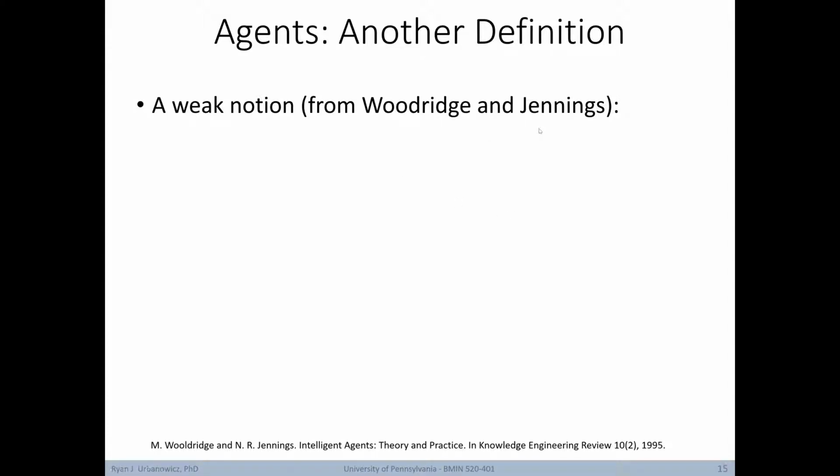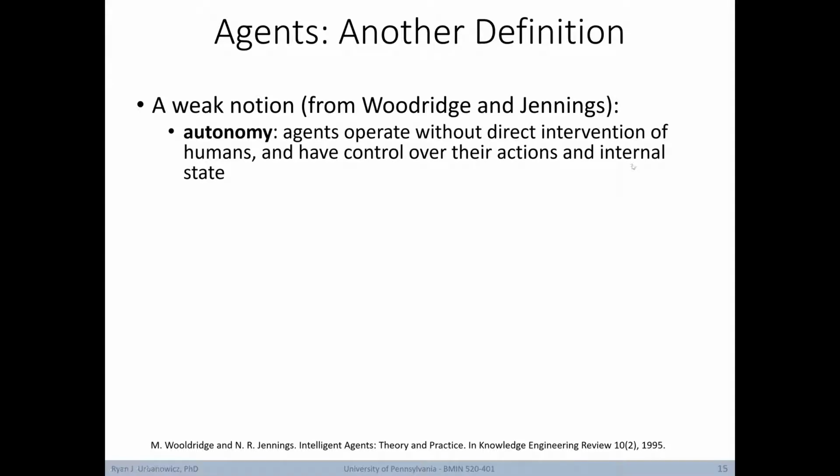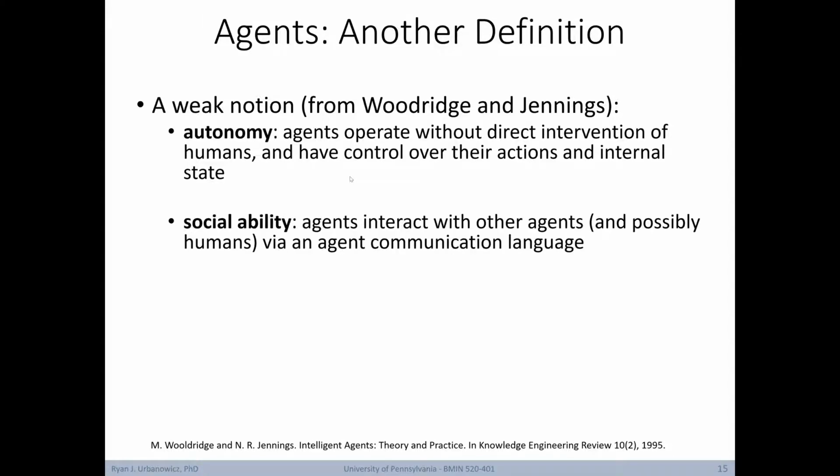This one comes from Woodridge and Jennings. They define some of the characteristics of agents as including autonomy, where agents operate without direct intervention of humans and have control over their actions and internal state. They also describe agents as having social ability. In other words, agents can interact with other agents and possibly humans via some agent communication language.